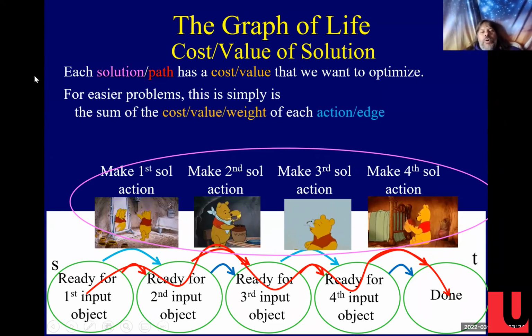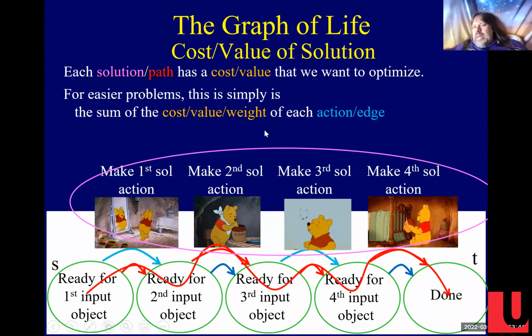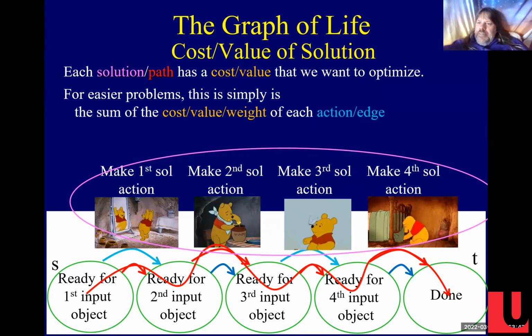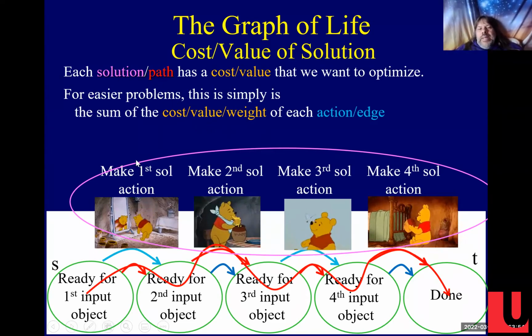What we're going to do is give a cost or a value or a weight to each action, to each edge, right? And then the cost of the path will be the sum of the weights along the edges, right? Remember, our goal is to bring this to look like s-t connectivity, finding the shortest weighted path through the graph. So each of our solutions will have a cost for each of these actions, and we will sum them up.